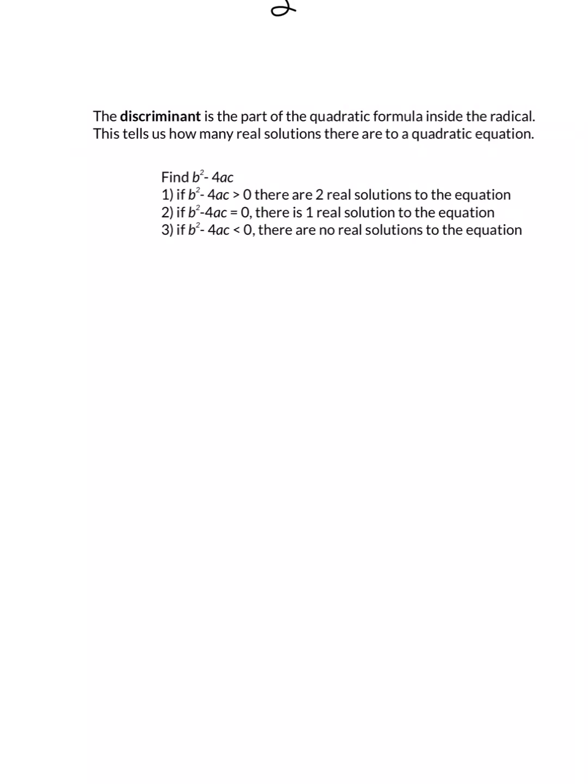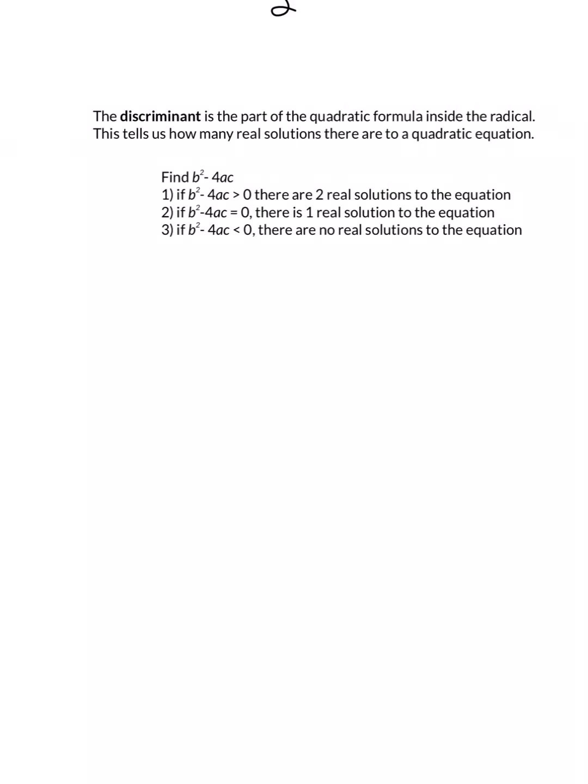You have 3 possible cases for this. If you do b squared minus 4ac and you get a number that's greater than 0 or positive, there are 2 real solutions to the quadratic equation. If you get an exact 0, then there is 1 solution to the equation. If b squared minus 4ac is less than 0 or negative, there are no real solutions to the equation.